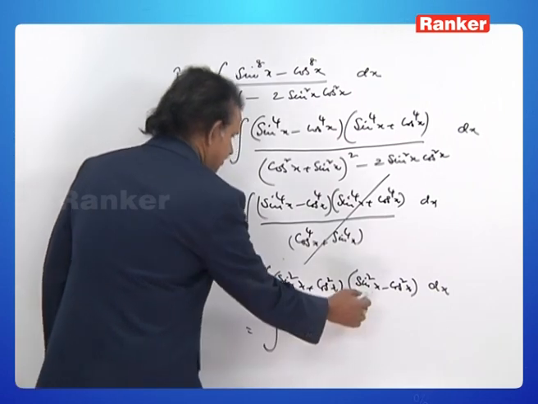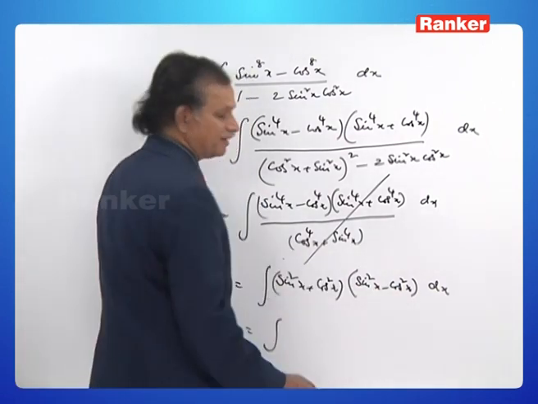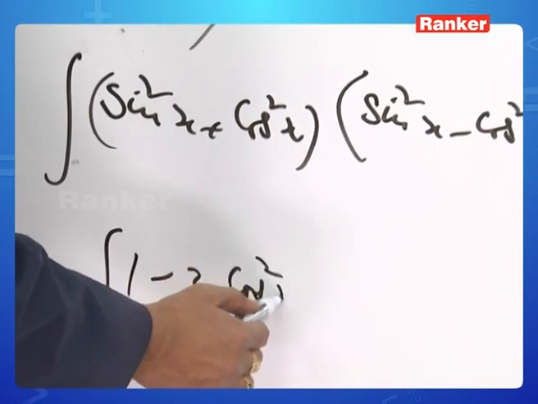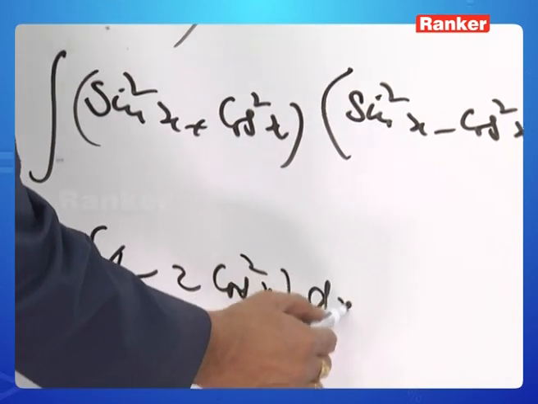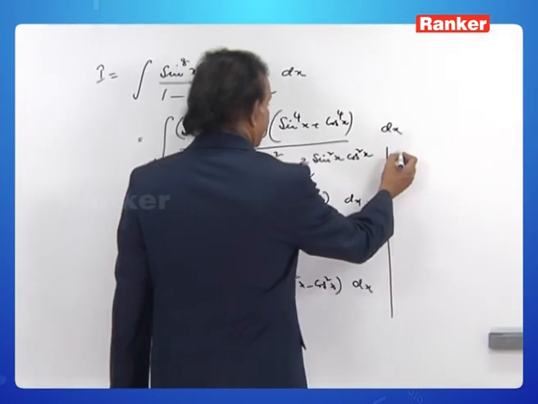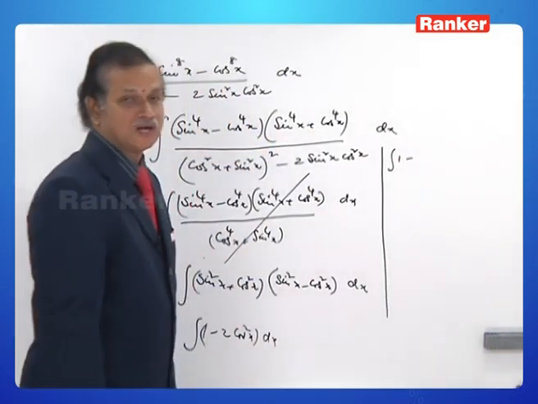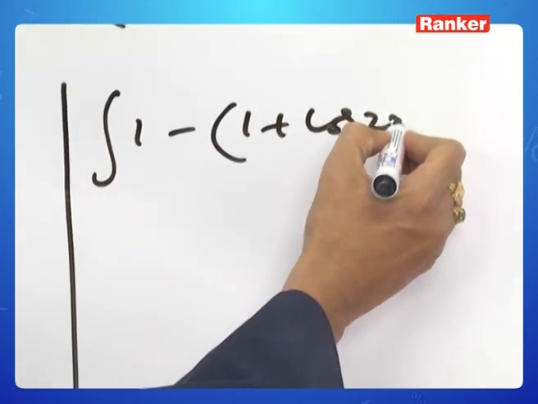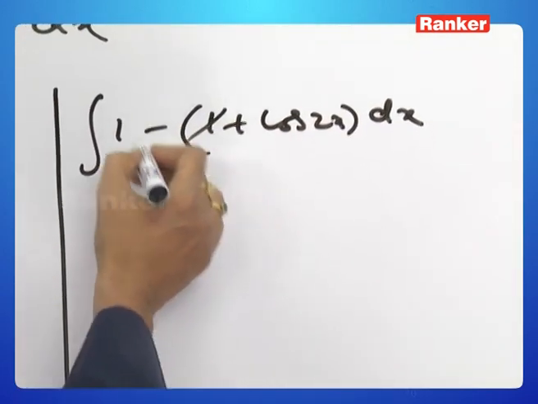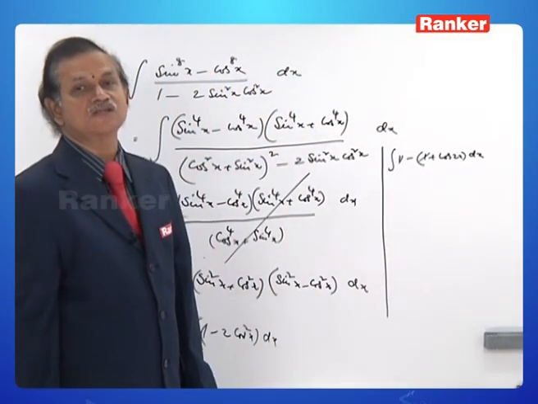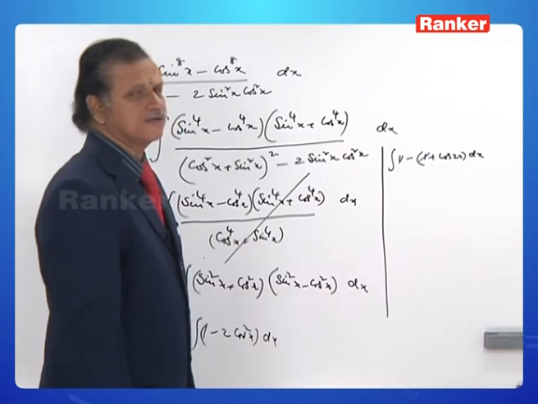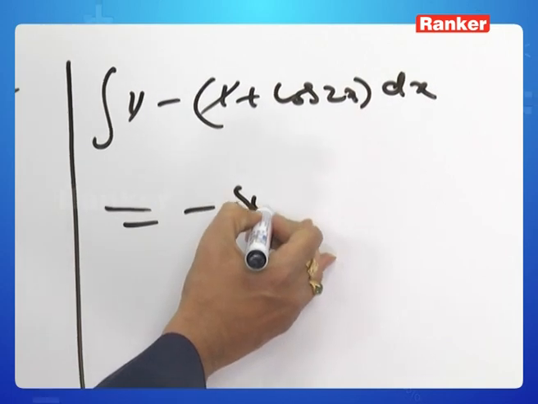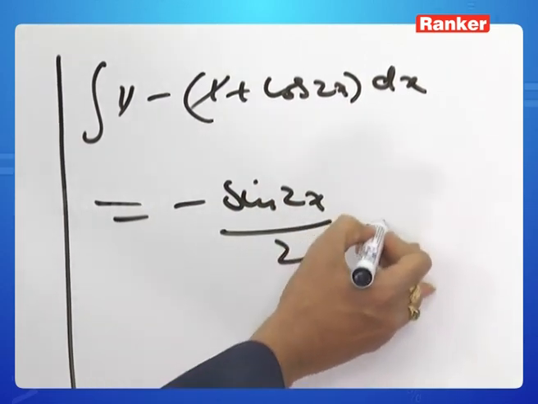Integral of 1 minus cos square x minus cos square x, 1 minus 2 cos square x dx. Again, integral of 1 minus, what is 2 cos square x? It is 1 plus cos 2x. You can cancel 1 so that it is minus cos 2x is just remained. And the integral of cos 2x is sin 2x by 2. Hence the answer is minus sin 2x by 2 plus c.